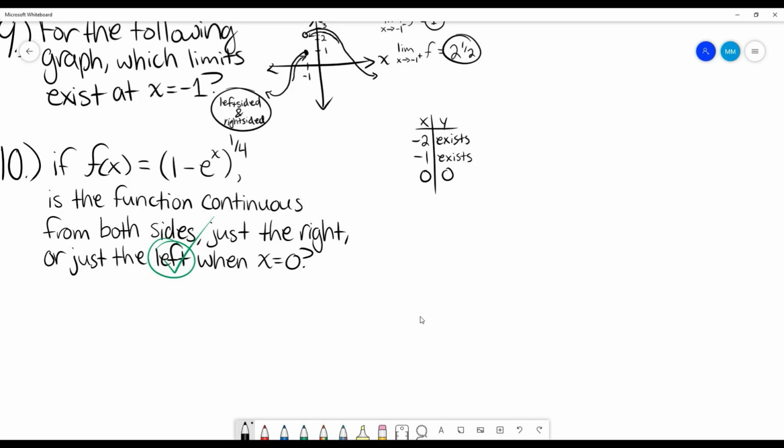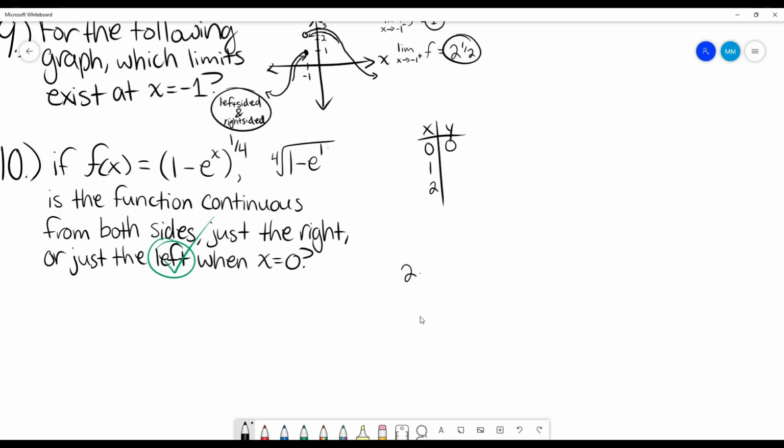That exists. And now we're going to do the exact same thing, but we're going to do it from the right side. So we've got 0, 1, and 2. Obviously 0, we know, ends up 0. Let's plug in that 1 though. So I've got 1 minus e to the 1 inside my fourth root.